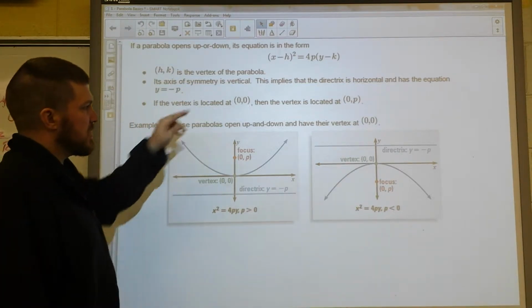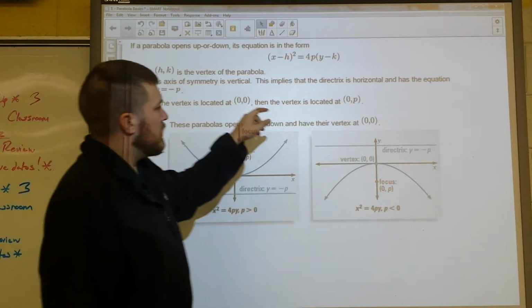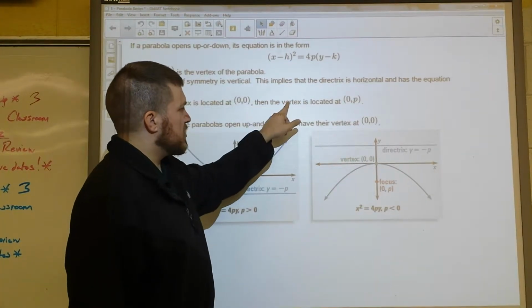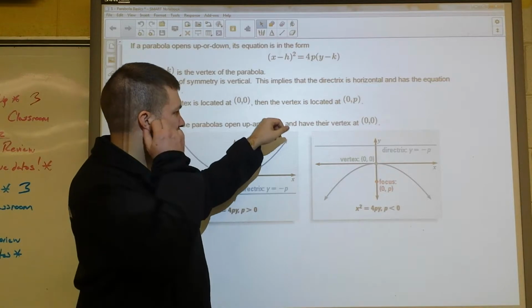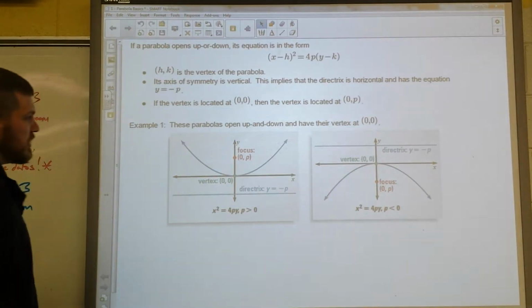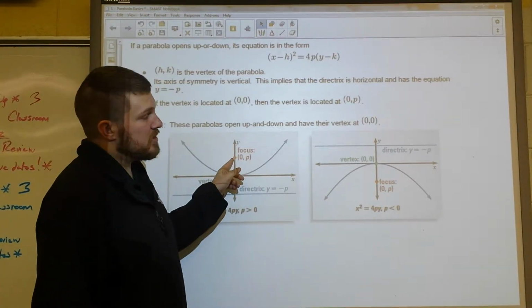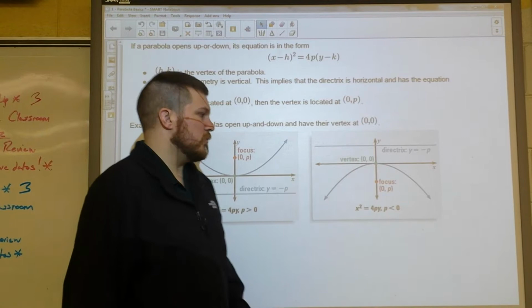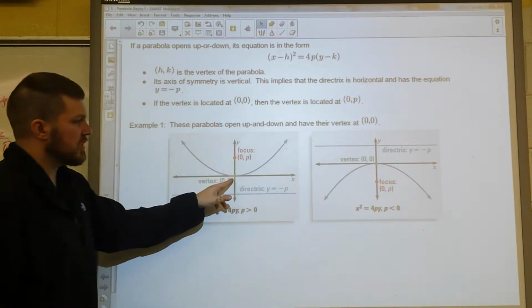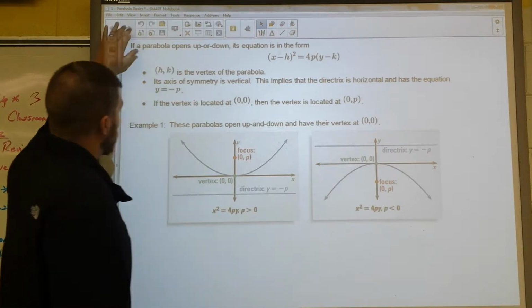If the vertex is at (0, 0), this is only true if the vertex is at (0, 0), then this should say the focus, not the vertex, then the focus is at the point (0, p). These parabolas open up and down and have their vertex at (0, 0), so the focus is at (0, p). So if you know the vertex is at (0, 0), it's very easy to figure out what p is, and that's what we're going to do in the next example.